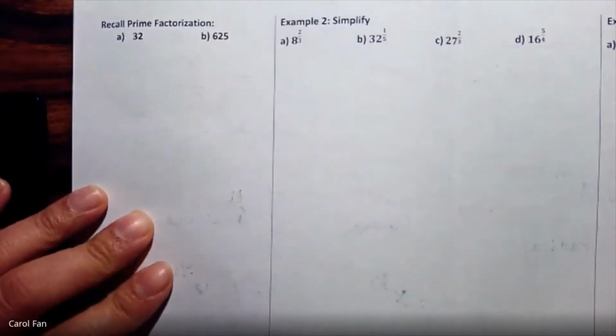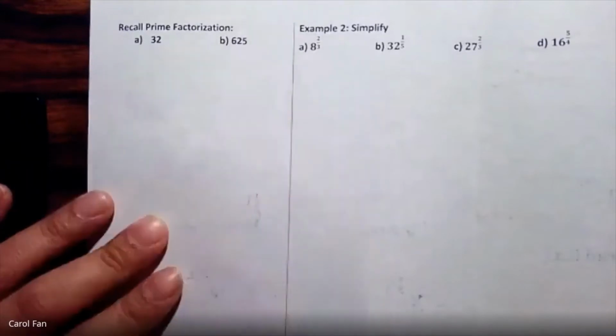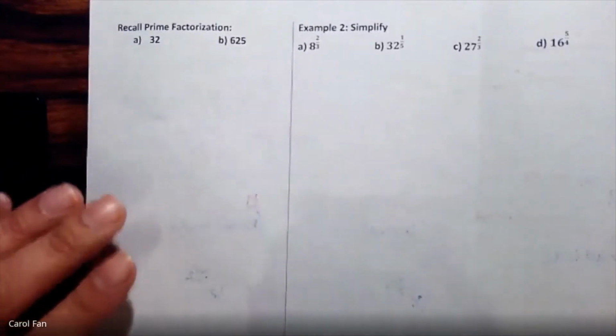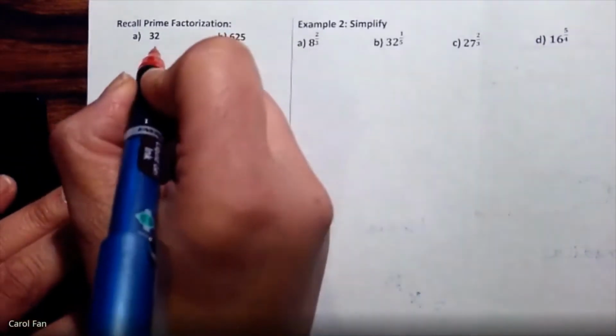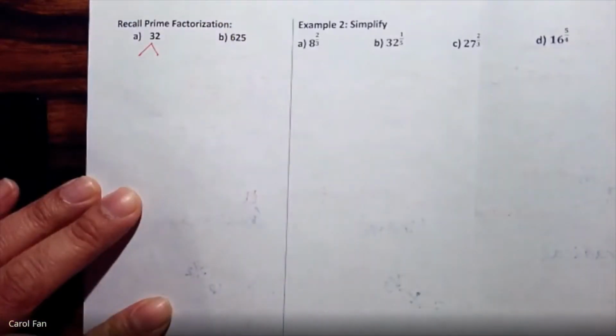When we're solving for roots, it's important for us to remember prime factorization. So prime factorization, we are writing down all of the roots of a certain number. So for example, for 32, I'm going to create a tree diagram.